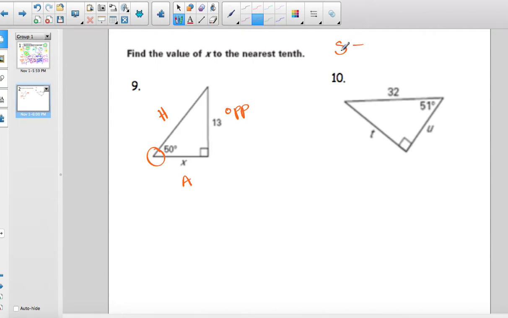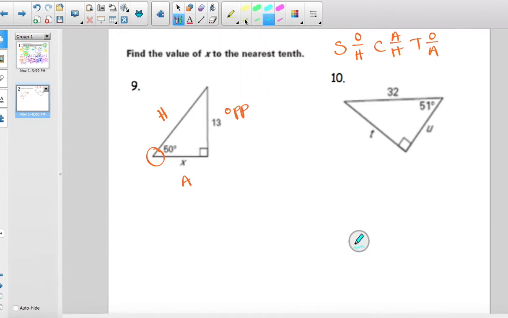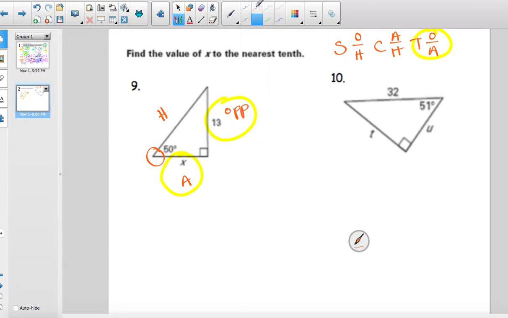saying here, some old horse caught another horse, taking oats away, so corny. Oh well. Here we go. So the one I want is here. The one I have is here. O and A. Tangent.